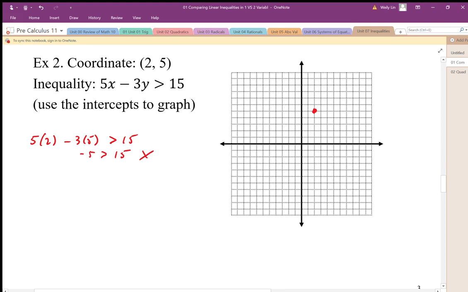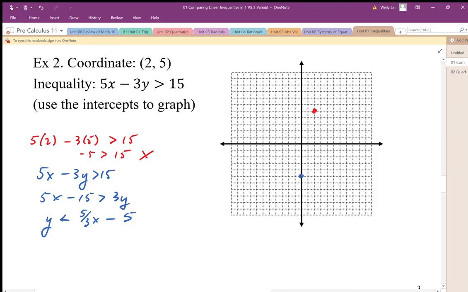Okay, so again, I want to find my area solution, so I need to know the boundary. So I'm going to solve for y here. In this case, I don't want to divide by a negative, so I'm just going to add 3y to both sides and subtract 15 from both sides. That way I don't have to divide by a negative, so my inequality sign doesn't have to flip. I'm going to end up with 5 over 3 x minus 5. So the y-intercept is at negative 5.